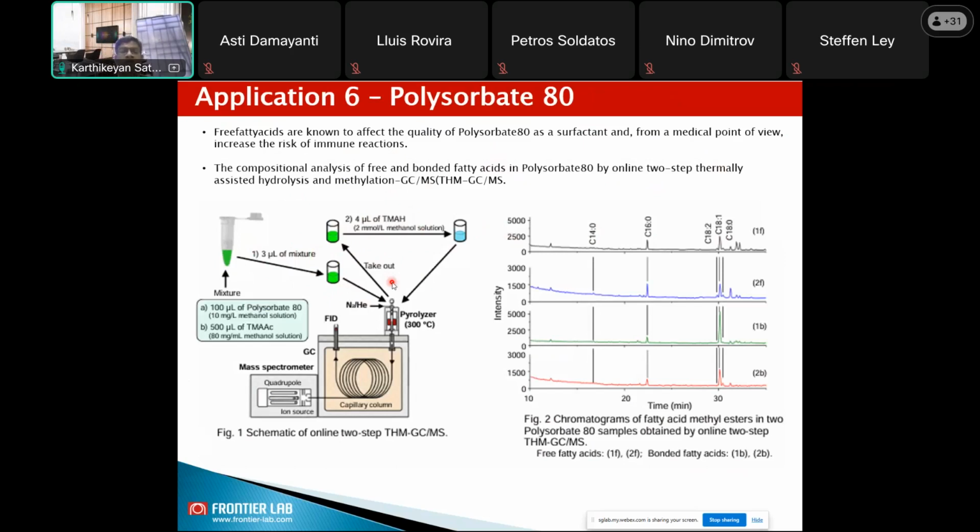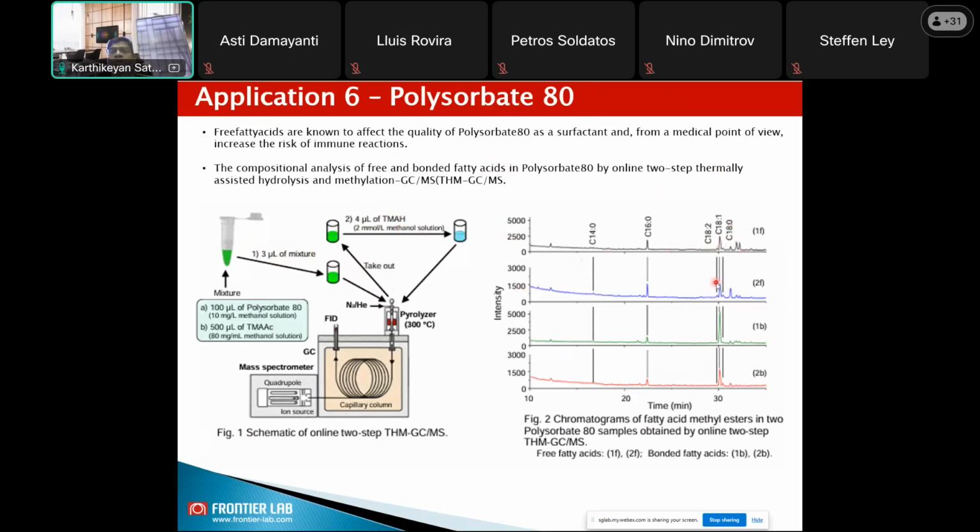So what other chemical can we use for this mild methylation or mild hydrolysis methylation? In this case, we show the use of tetramethyl ammonium acetate for hydrolyzing and methylating the free fatty acids. Then the same sample you take out, and again do the second stage treatment with the tetramethyl ammonium hydroxide. So that shows clear peaks for free fatty acids.